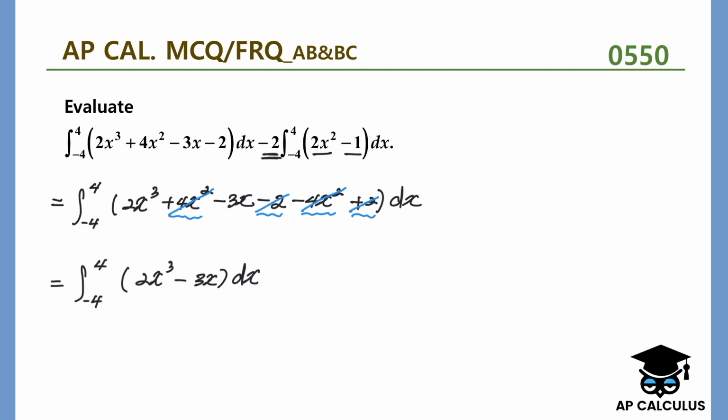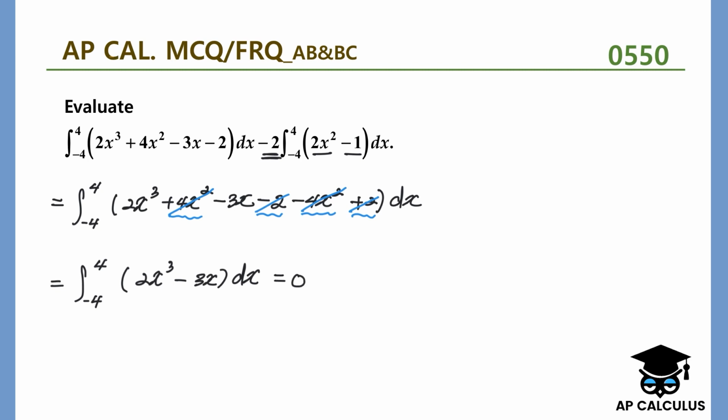Now, if we look at this function right here, that's an odd function because this term has power 3, odd power. This term has power 1, right? Odd power. If each of these terms is odd, then the function is odd, right? An odd function is always symmetric about the origin, right? Since this is a definite integral from -4 to 4, this value must be equal to 0, right? So the answer is equal to 0.